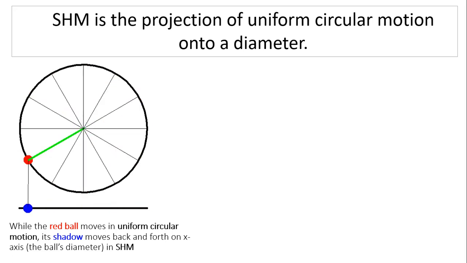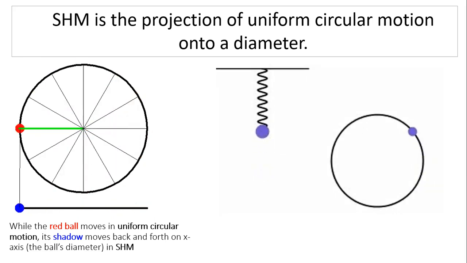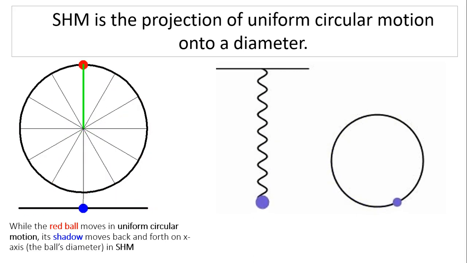Simple harmonic motion is a projection of a uniform circular motion onto a diameter. Here we are showing a red ball that moves in a uniform circular motion. Its shadow, the blue ball, actually moves back and forth on the x-axis in simple harmonic motion. Here is another animation showing how the two correspond to each other.